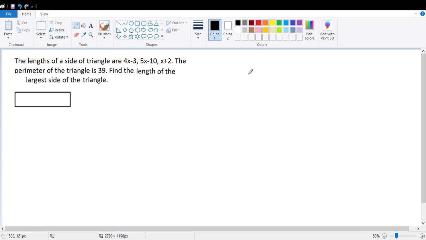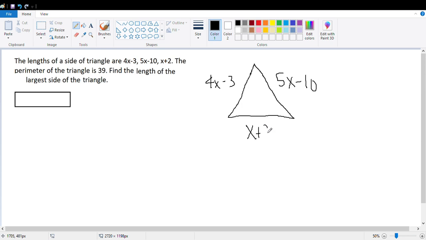Let's say, I'm just going to draw a triangle just for visual sakes. I'm going to label this side 4x minus 3. By no way is this triangle that I'm drawing representative of the actual question. It's just a random triangle that I drew. We have here x plus 2. So I label the sides. Again, the perimeter is 39. Refresher, perimeter is the sum of the sides, in this case, of the triangle.